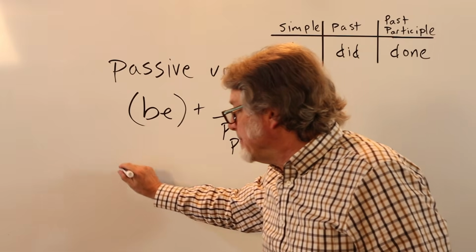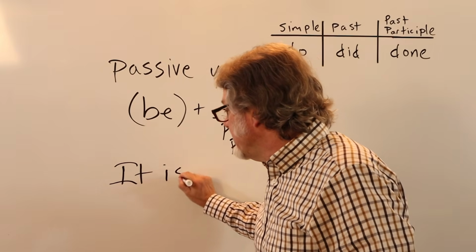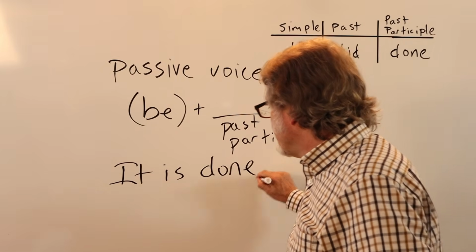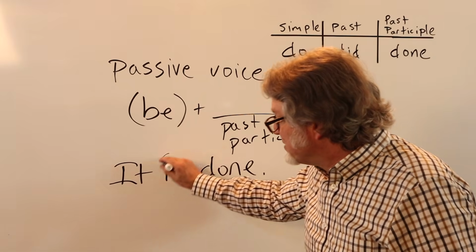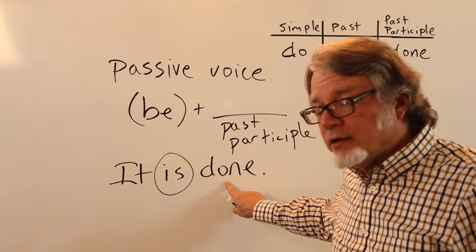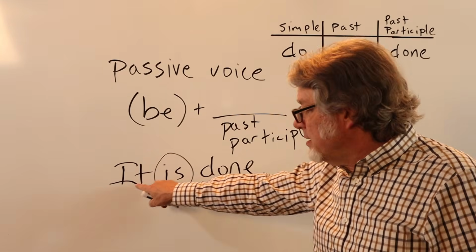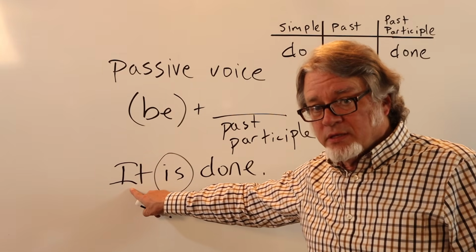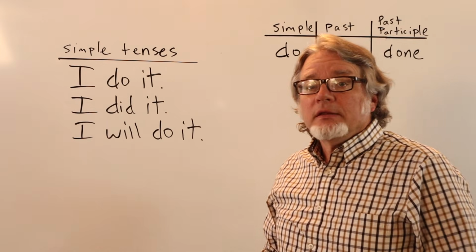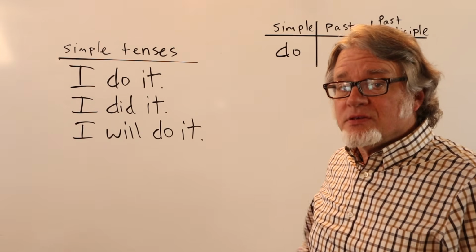If I say "it is done," this is the present tense. Don't look here, look here. This is the verb be. It matches the subject in the present tense. Let's begin with simple tenses.